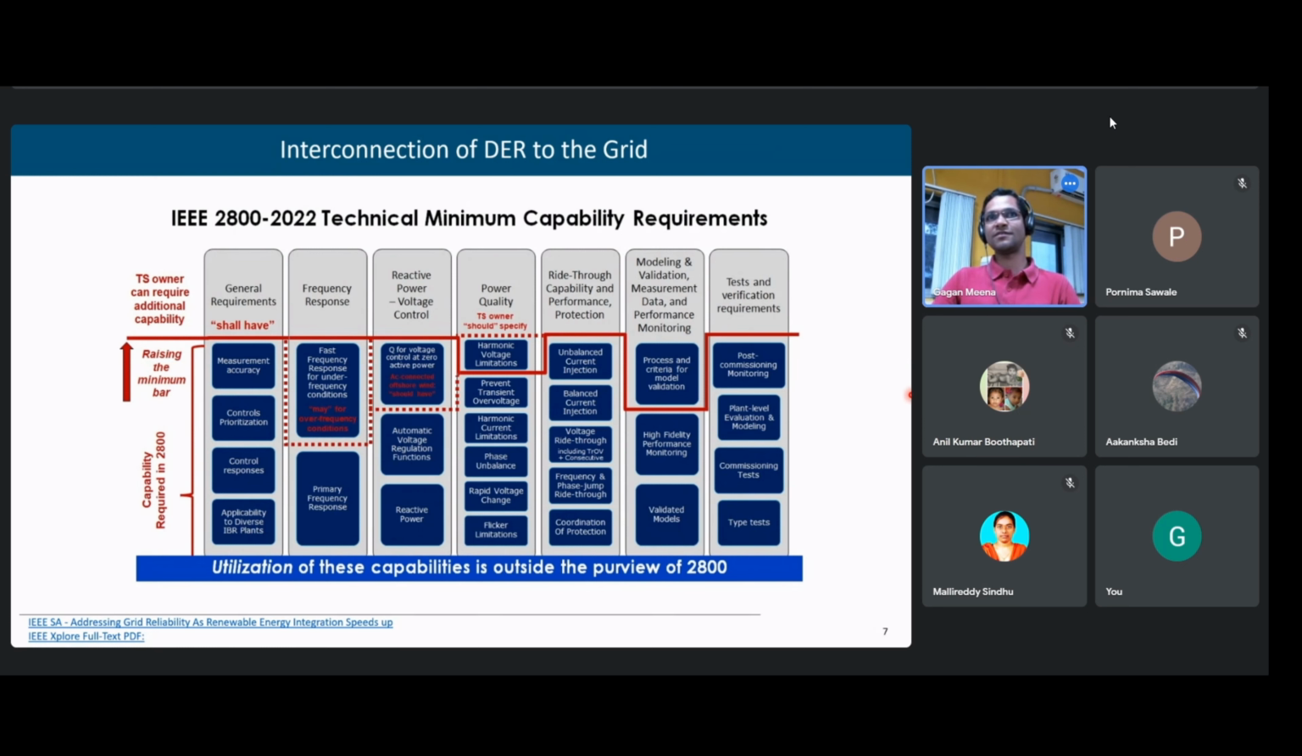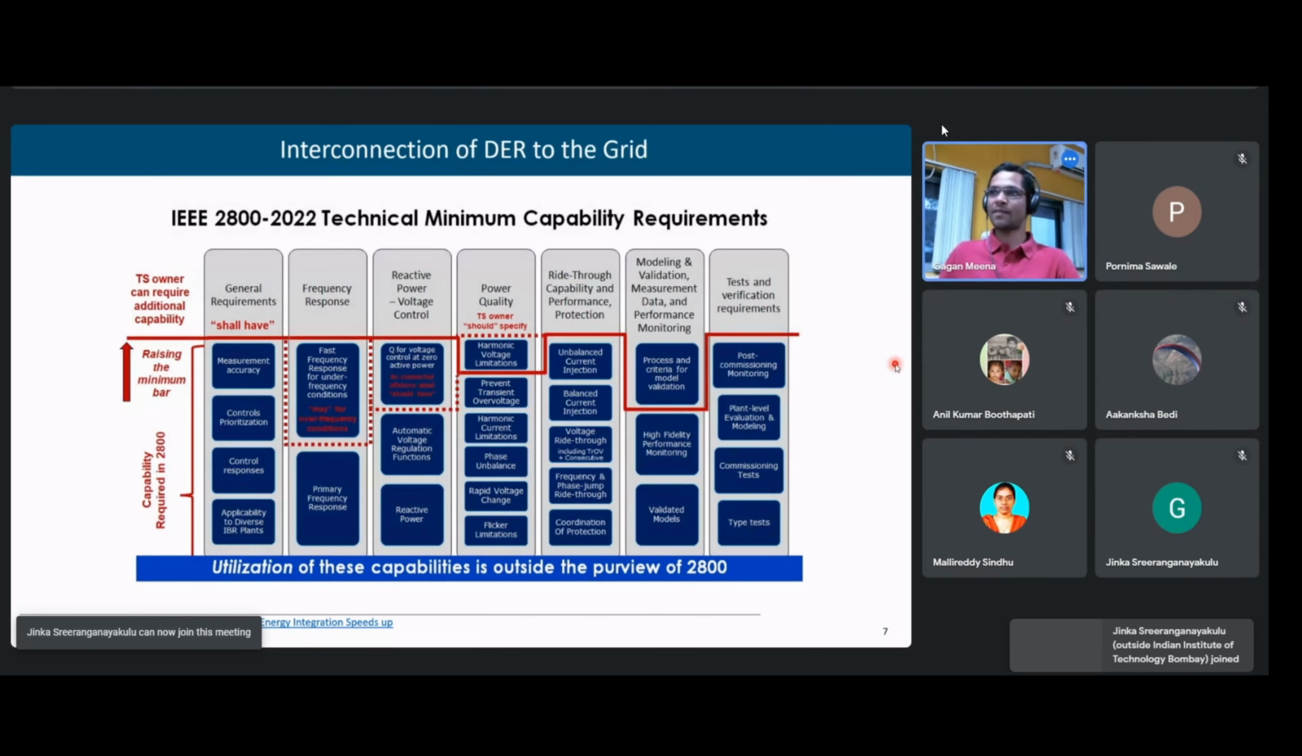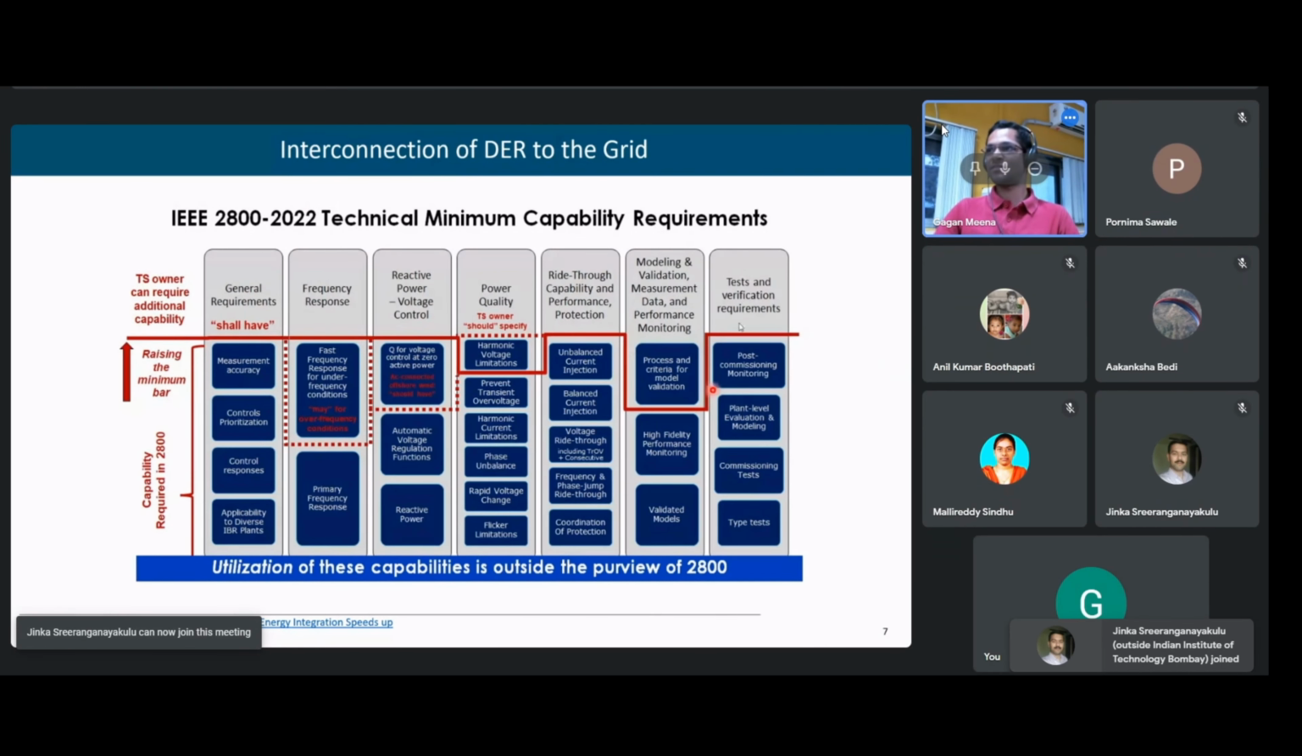In the previous slide we saw three incidences which happened somewhere else. The disturbance was far away from the place where the IBR was connected to the grid, but still the IBR was disconnected because there were no such guidelines. So there was an instantaneous disconnection of the IBR from the system, which led to generation loss.